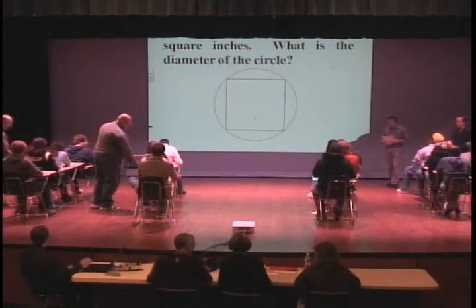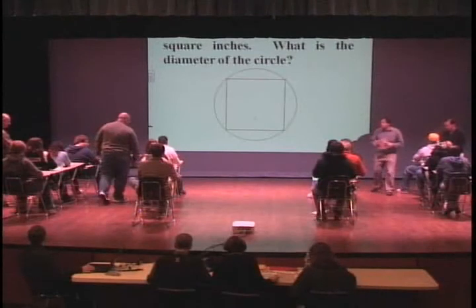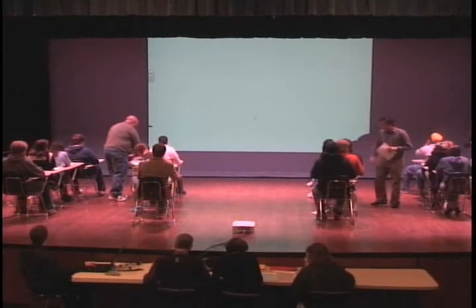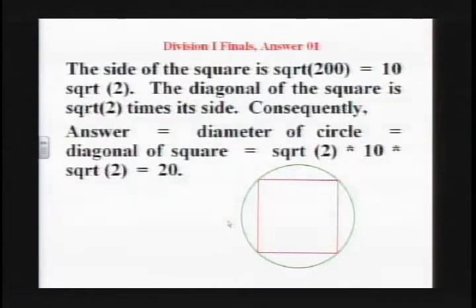Okay, and the problem is over with. On the next slide, we'll show the solution to the problem. Side of the square: if the area is 200, the side of the square is the square root of 200, which is 10 times the square root of 2. The diagonal of the square is the square root of 2 times this number, and that means it's going to be the square root of 2 times 10 times the square root of 2, which equals 20.